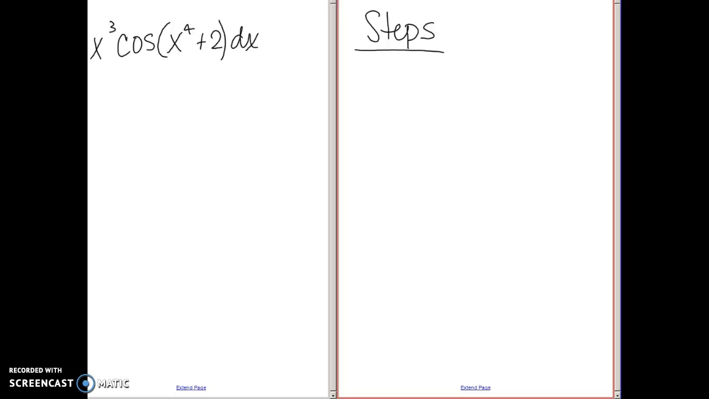It doesn't. Okay? So step 1, let u equal something. The best place to start is the inside function, but it's not a guarantee.